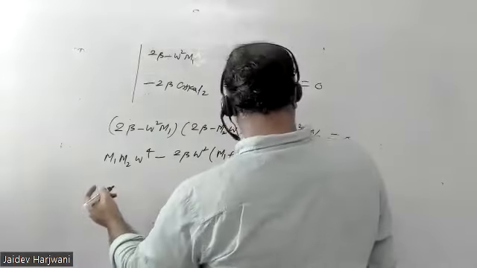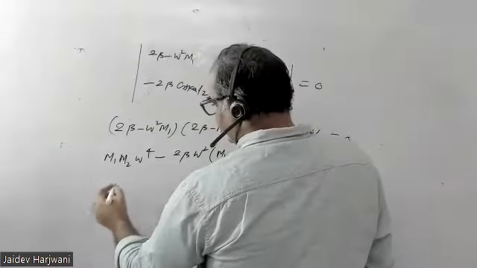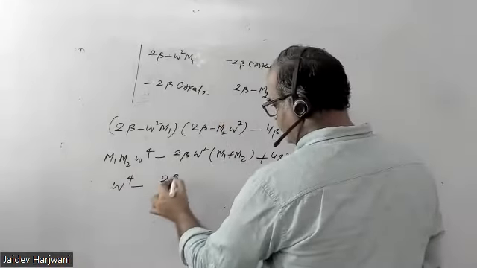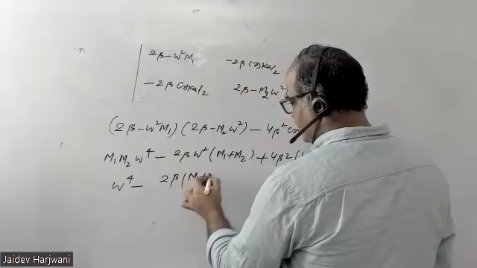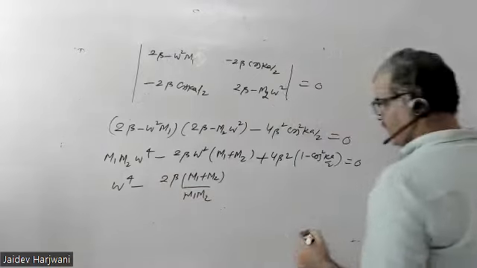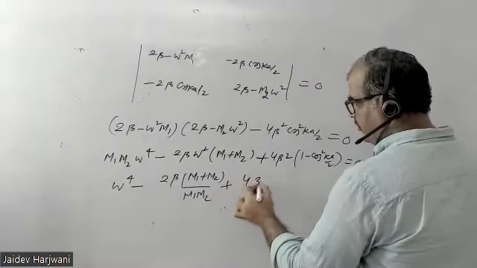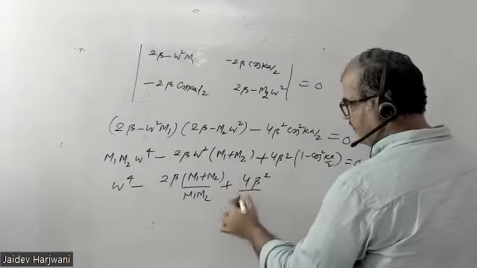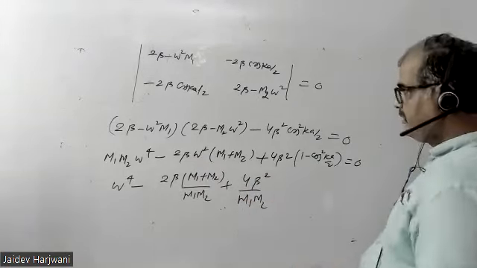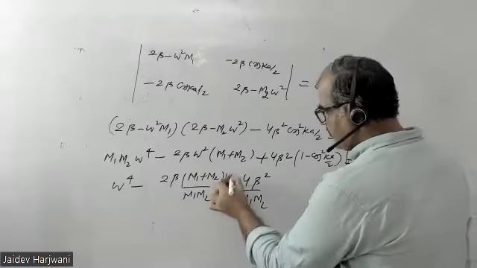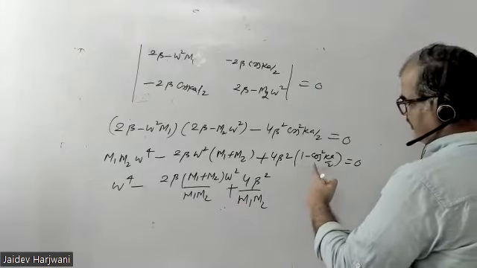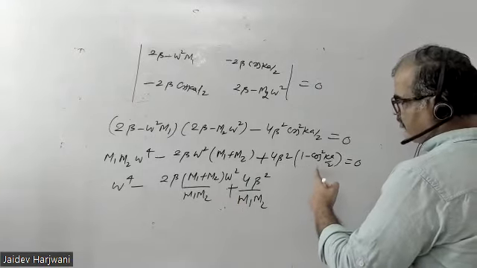Now this is m1m2ω⁴; divide by m1m2. Then 2β(m1 + m2) divided by m1m2, and plus 4β² divided by m1m2. Sir, in the second term ω² will also come. Yes, ω² will also come. And this is 4β²(1 − cos²(ka/2)). What can you write?